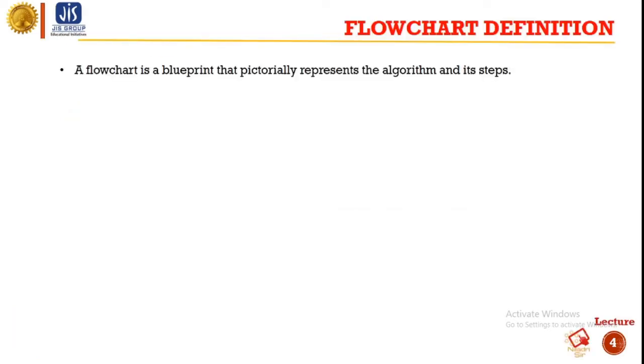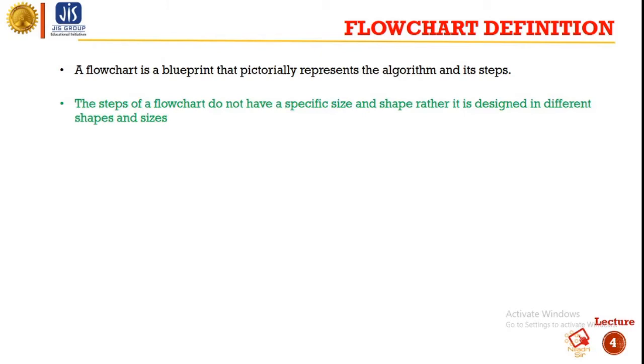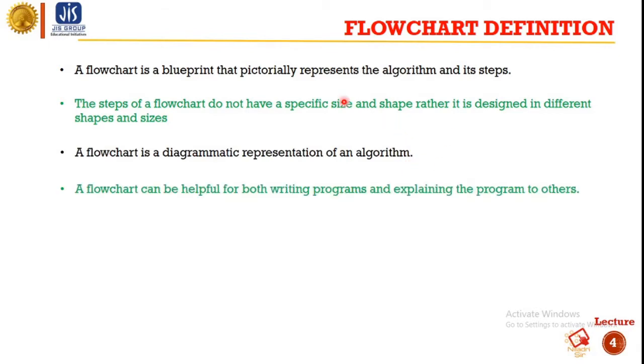So what is a flowchart? A flowchart is basically a blueprint that pictorially represents the algorithm and its steps. The steps of a flowchart do not have a specific size and shape. Rather, it is designed in different shapes and sizes. A flowchart is basically a diagrammatic representation of an algorithm. A flowchart can be helpful for both writing programs and explaining the programs to others.